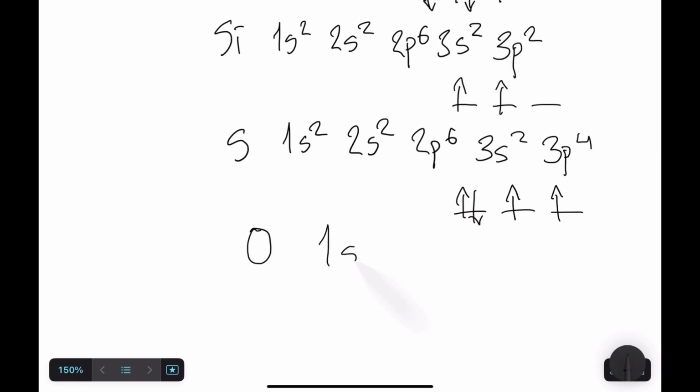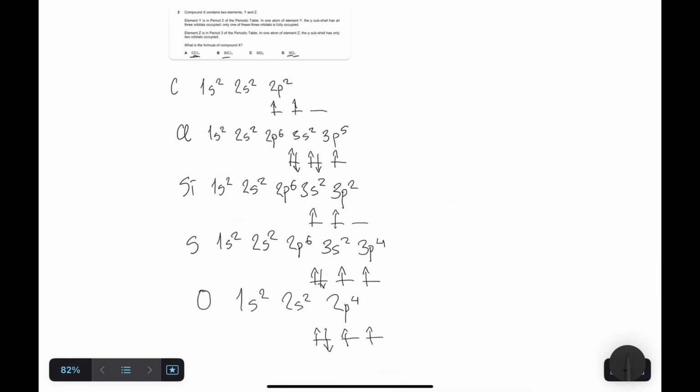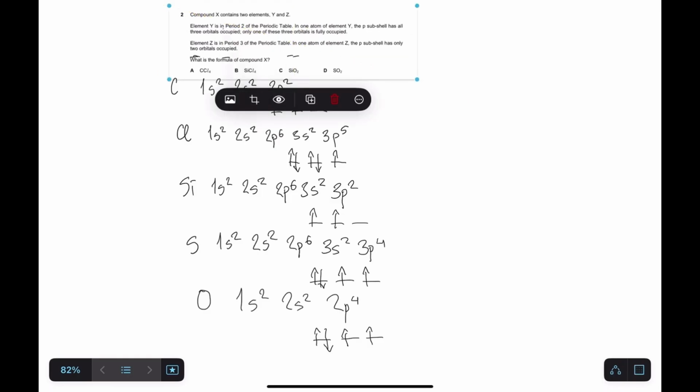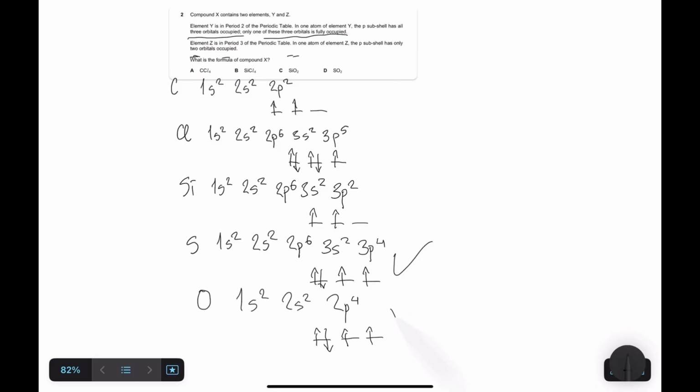And for oxygen, it has 4 electrons in its p subshell. Therefore, 3 orbitals are occupied and 1 is fully occupied. So from what we have done, element Y is in period 2 of the periodic table, and in one atom of element Y, the p subshell has all 3 orbitals occupied, and only one of these 3 orbitals is fully occupied. So that means it can be sulfur or oxygen.